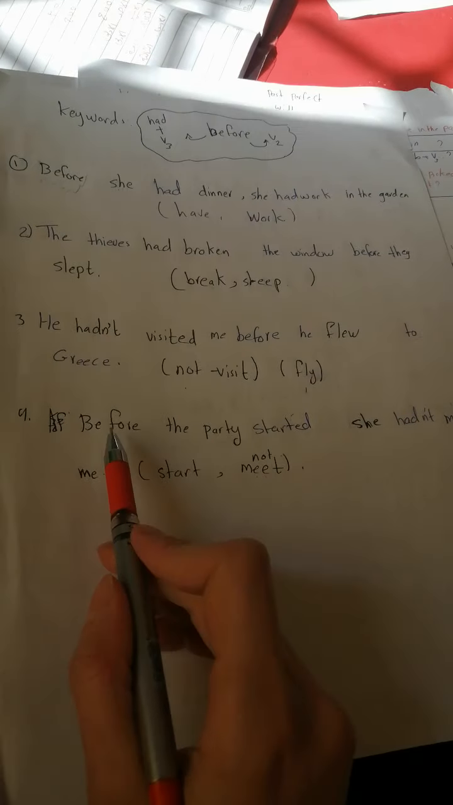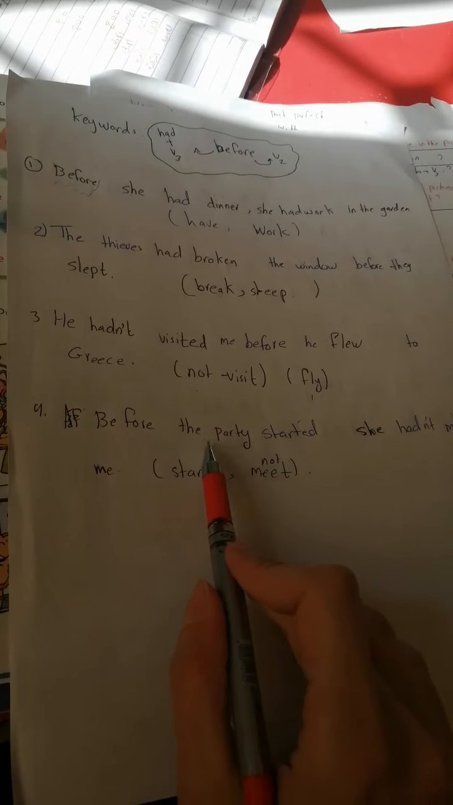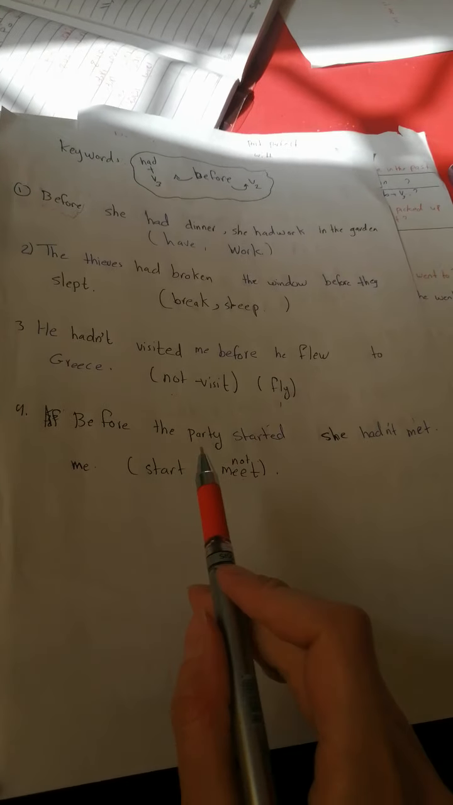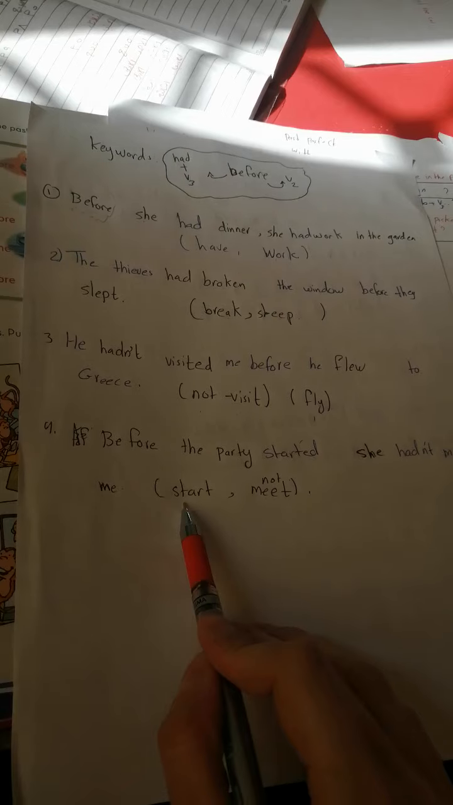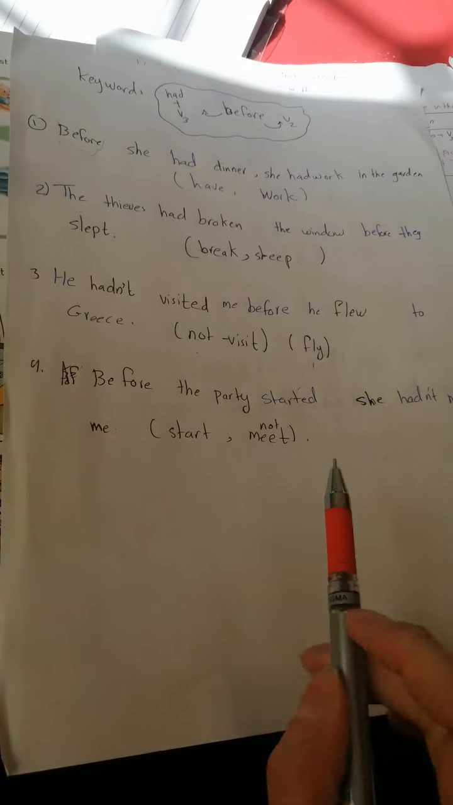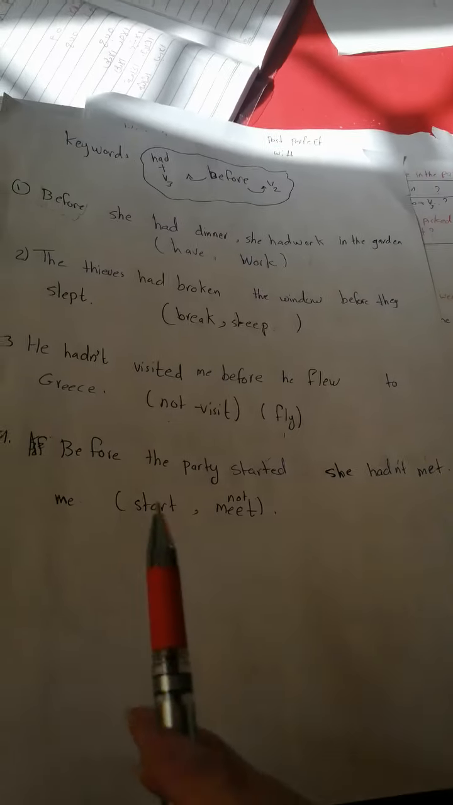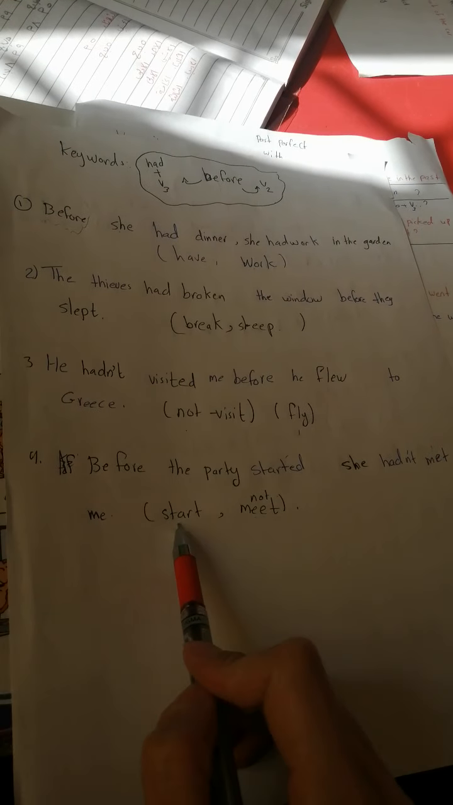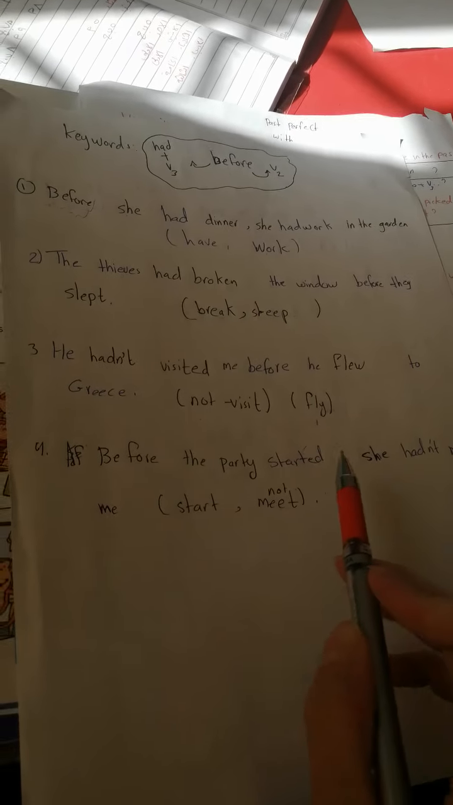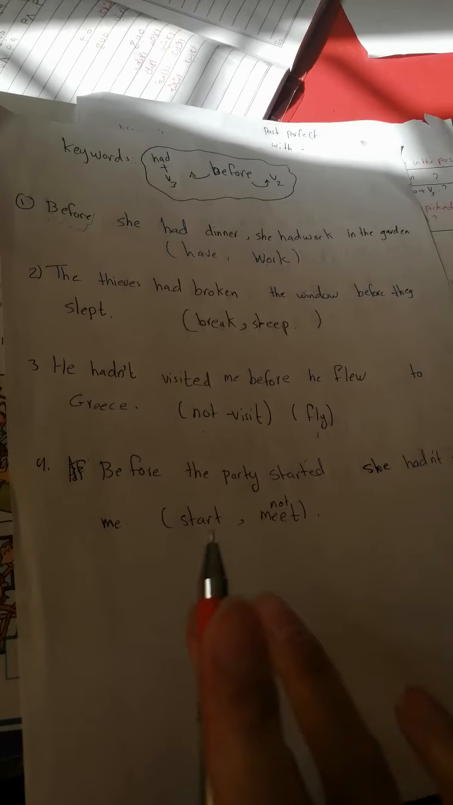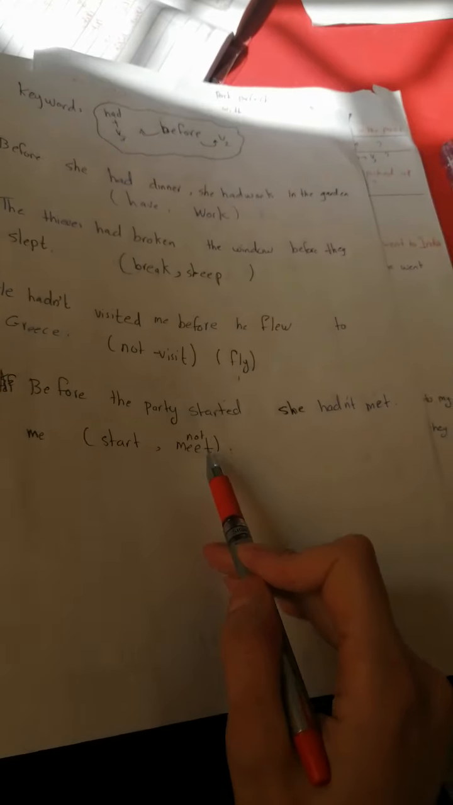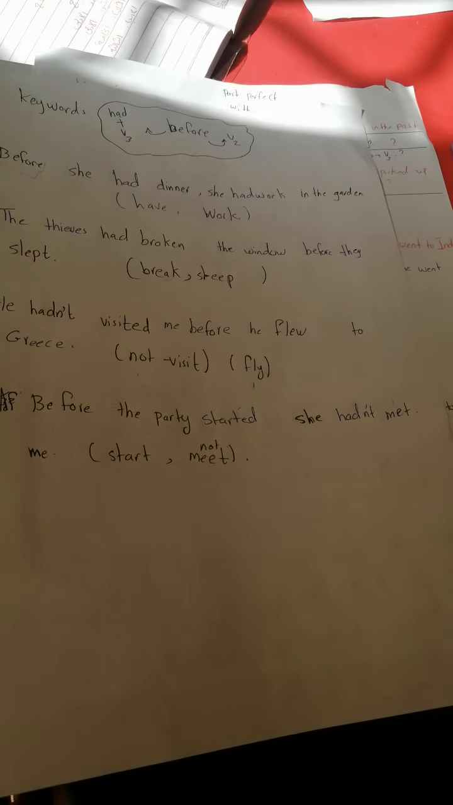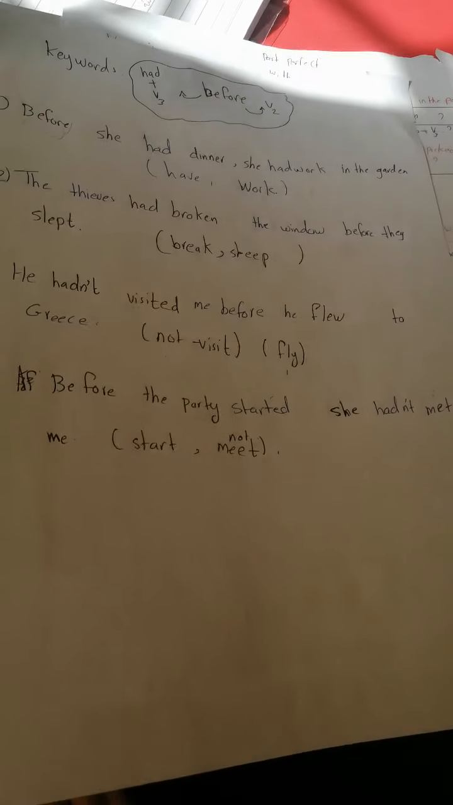Number 4: before the party. Before the party, عندي الverb start و not meet. Okay, not meet. دائما بعد before حكينا verb 2: before the party started, قبل ما تبلش الحفلة, she hadn't met me, يعني ما قابلتني, كانوا متفقين يتقابلوا ما قابلتها. Not meet: hadn't met, and verb 3 of meet: met.